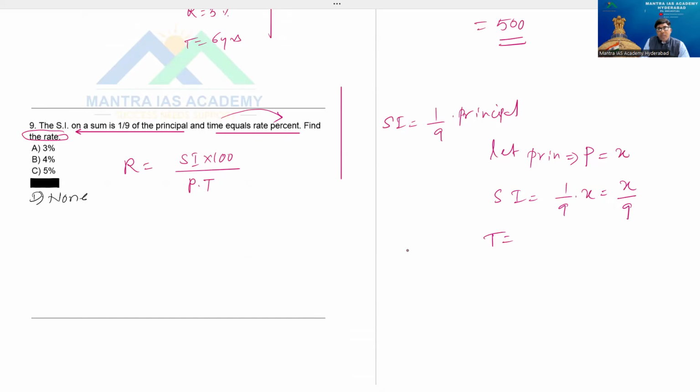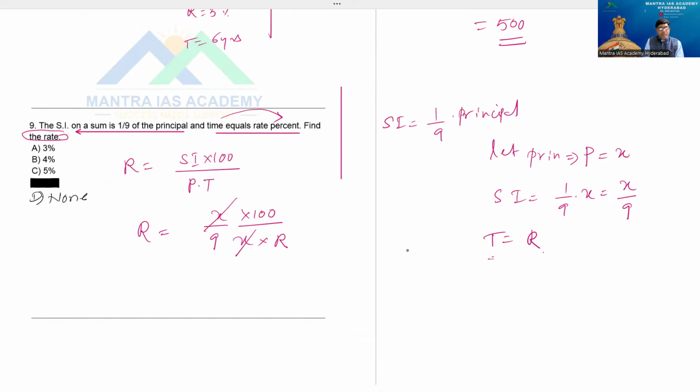Now time is equal to rate of interest. Time means what? Wherever you have time, you have to write that equal to R. So wherever you have the T value, you just keep it as R. So he's asking what is the R actually. So beta, R is equal to SI, how much? X by 9 into 100. Principal is X. Time is equal to, of course, R. This X cancelled, beta.